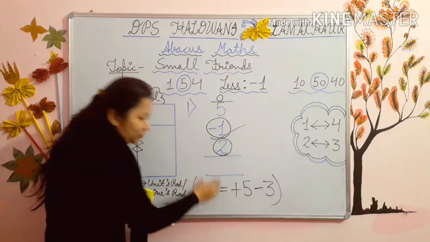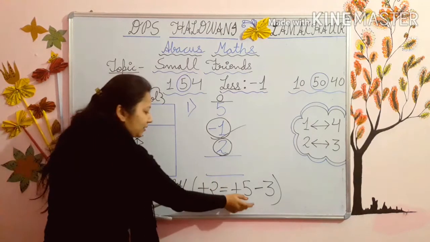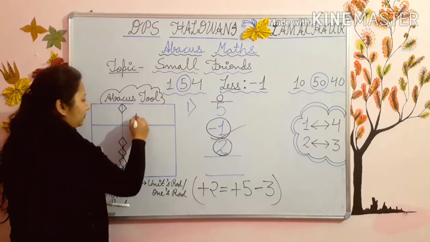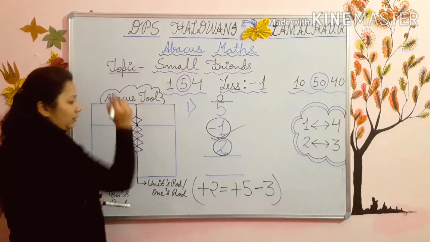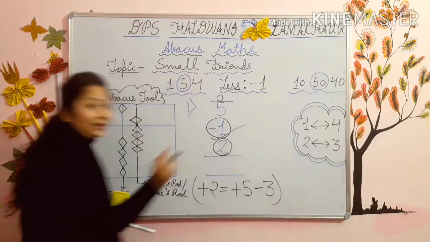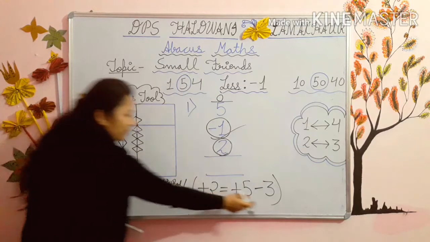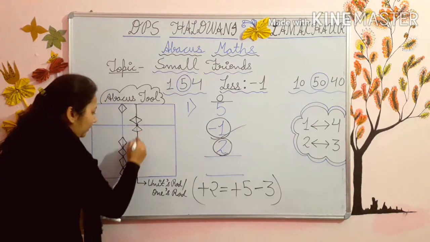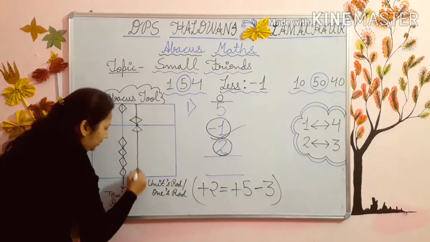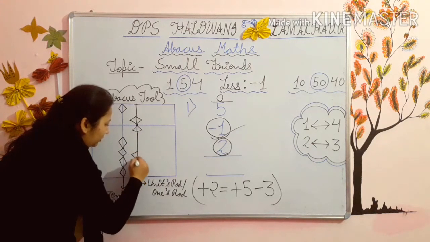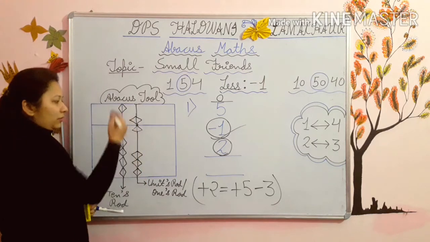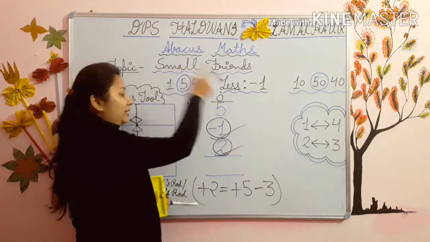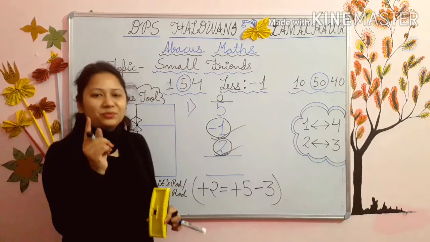So for adding 2, the first number which you have to add is 5. So add 5. Then you have to subtract the friend. Now who is the friend? 3 is the friend. So you have to subtract 3. 1, 2, 3. Now your 2 is added by using the small friends add +2.